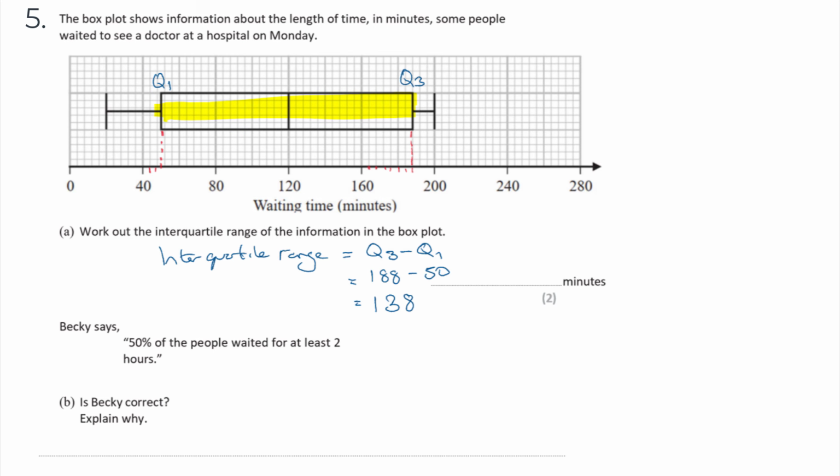Becky says 50% of the people waited for at least 2 hours. Is Becky correct? Explain why. Okay, so 50% is where the median lies. Remember the lower quartile lies 25% of the way through your data. The upper quartile is 75% of the way through your data. The median lies 50% through your data. So that little stripe in the middle of the box is at the median value, and so the median value here is 120. In other words, it is 2 hours. So I'm going to say the median is 2 hours.